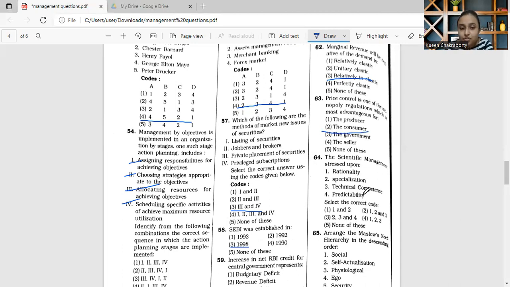Next, moving on to question number 64. Scientific management stressed rationality, specialization, technical competence, and predictability. The codes given are 1 and 2, 1, 2 and 3, 2, 3 and 4, 1, 2 and 3, or none of these. Rationality falls under this, specialization is also part of it, and also technical competence.